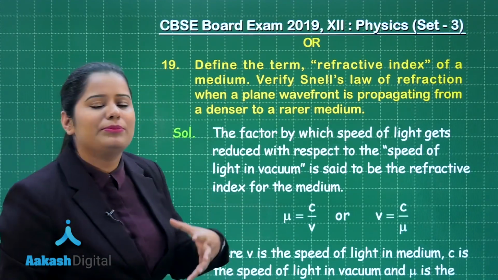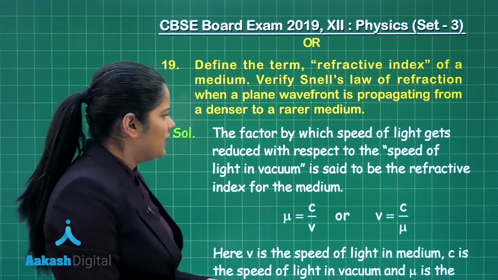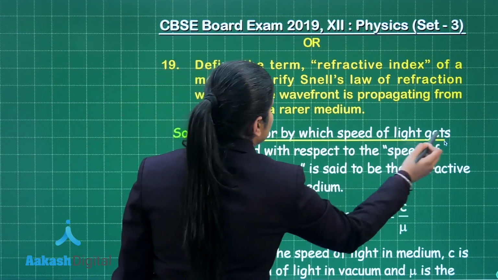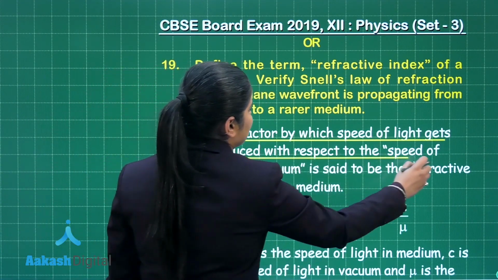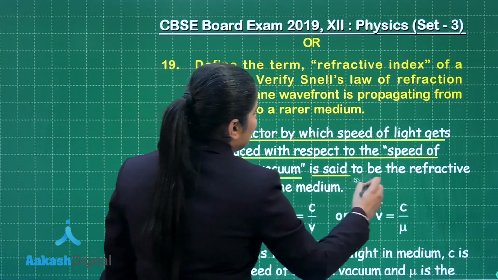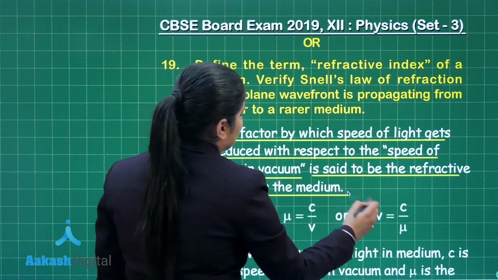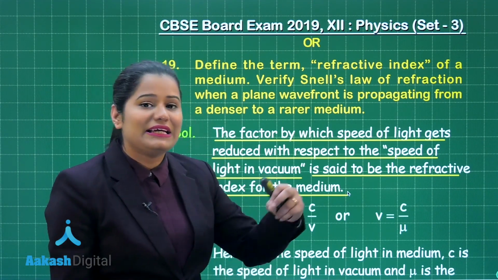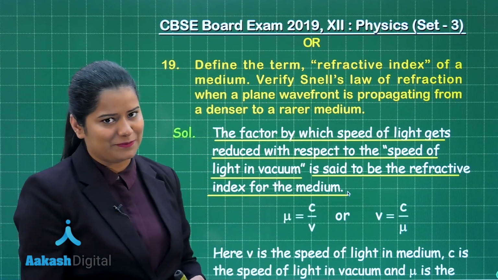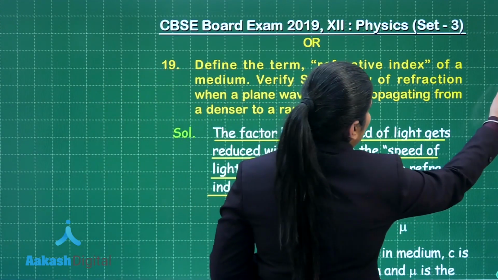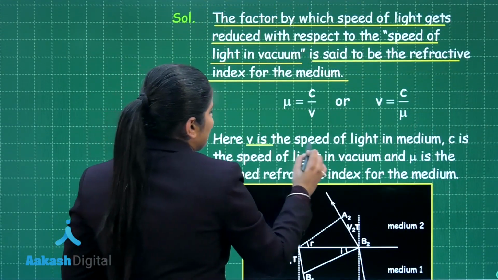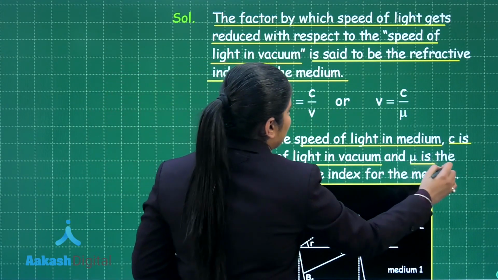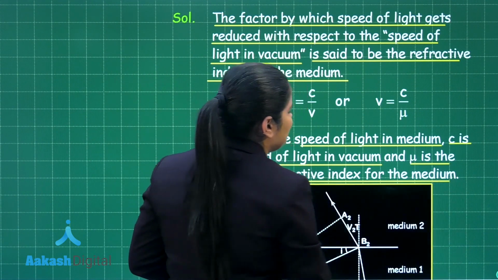So first of all we will be defining the term refractive index, which is the factor by which the speed of light gets reduced with respect to the speed of light in vacuum is said to be the refractive index for the medium. Or you can also define it as the ratio of the speed of light in vacuum to the speed of light in the medium. And you also need to mention there that this V stands for the speed of light in medium, C is the speed of light in vacuum, and mu is the refractive index for the medium.